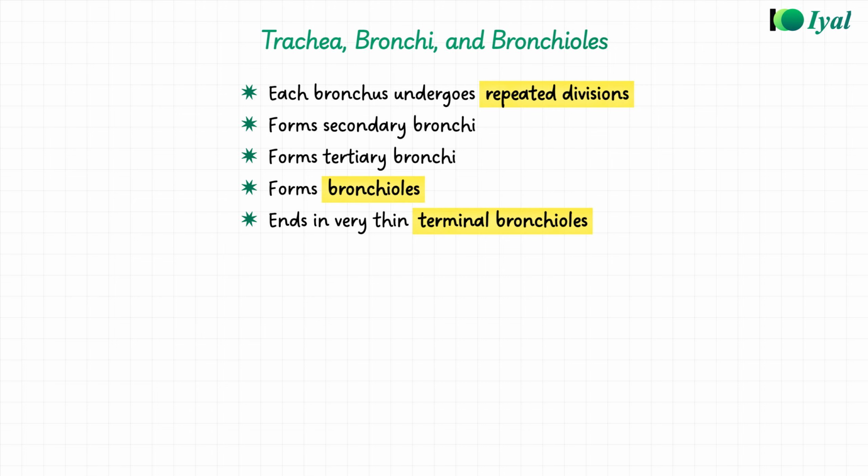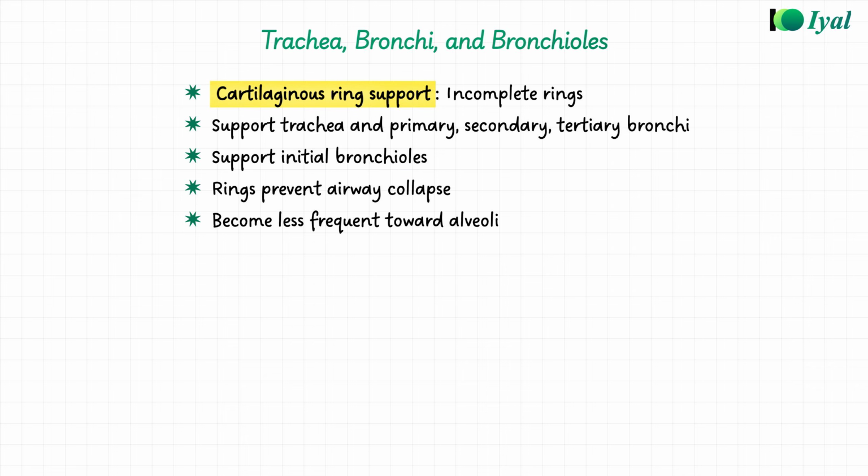almost microscopic. These finest tubes are called terminal bronchioles, like tree branches, no? Main trunk divides into big branches, then smaller branches, then twigs. Now you might wonder, these tubes are very thin. Will they collapse when we breathe? No, because they are supported by cartilaginous rings. Think of it like the rings inside a vacuum cleaner hose, no?